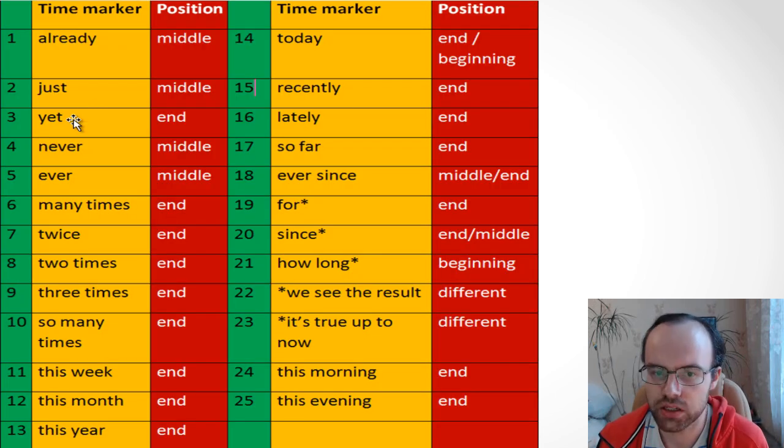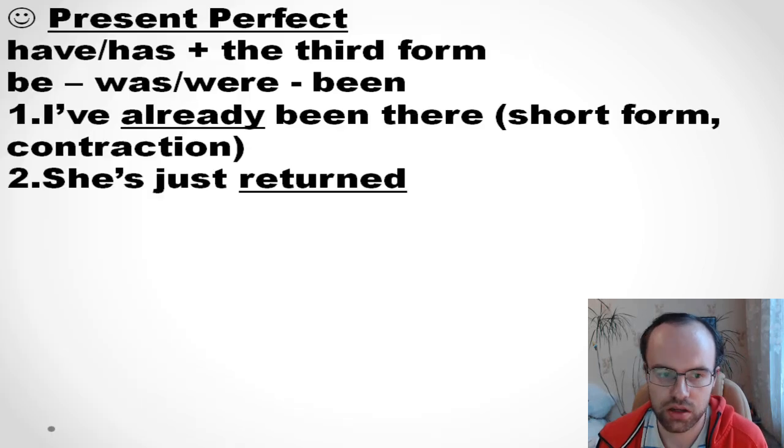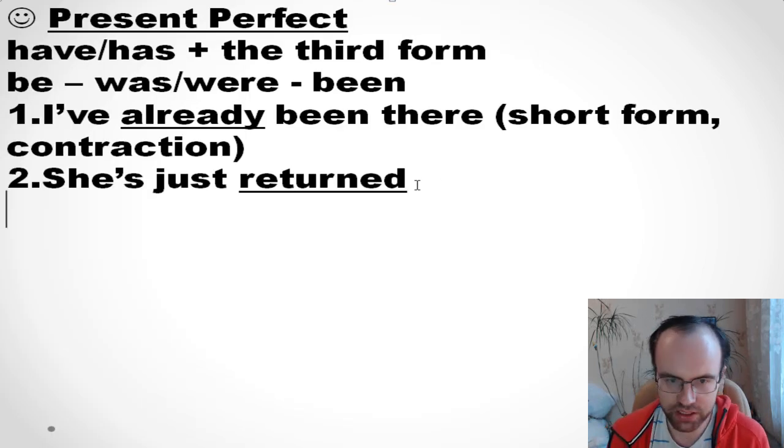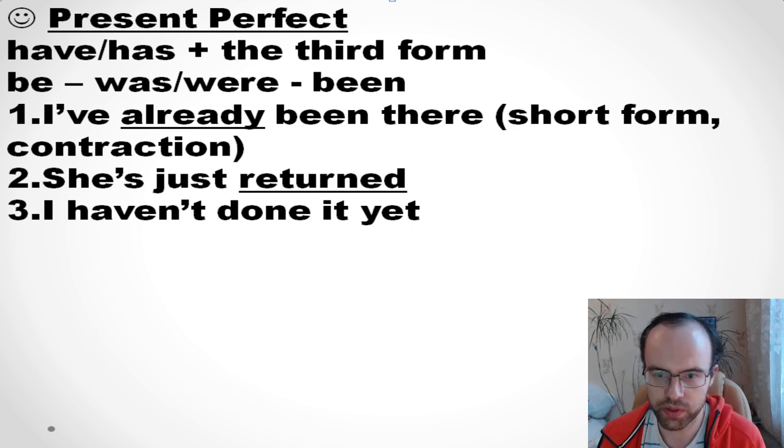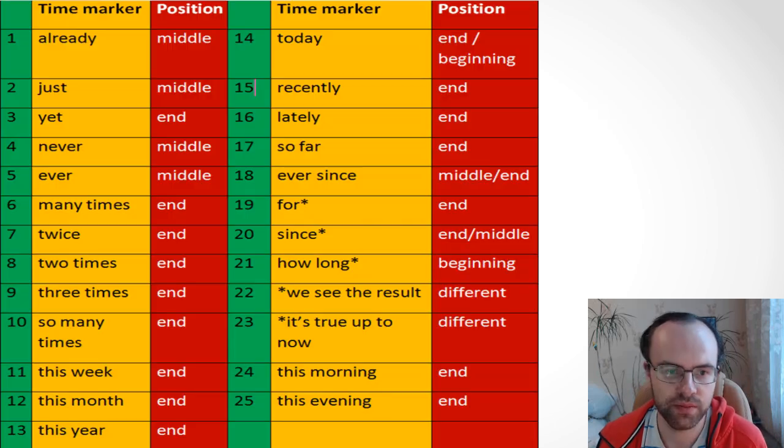Okay, next, yet. We use it in negative sentences, in the end. For example, I haven't done it yet. So please remember, my friend, that we put yet in the end, in negative sentences. So negative: haven't or hasn't.